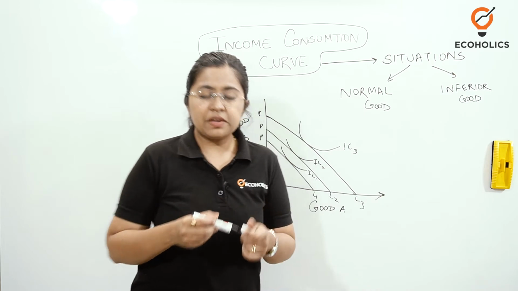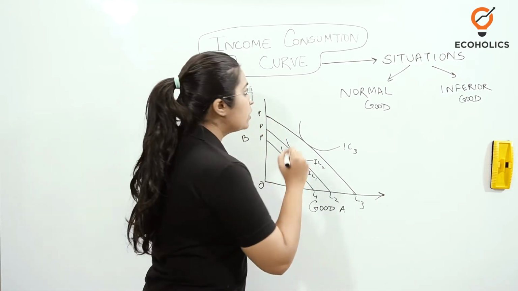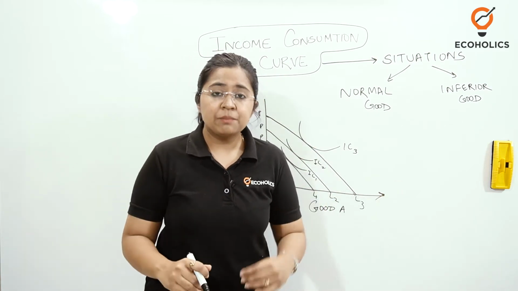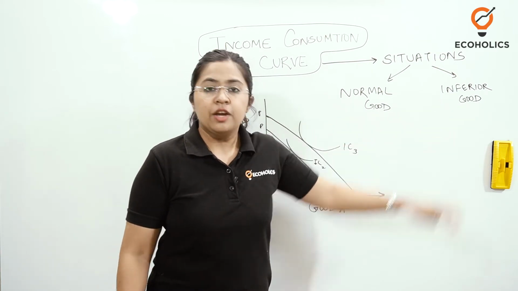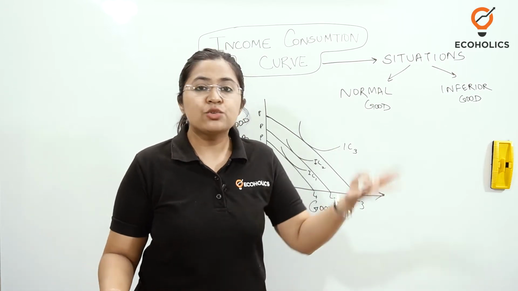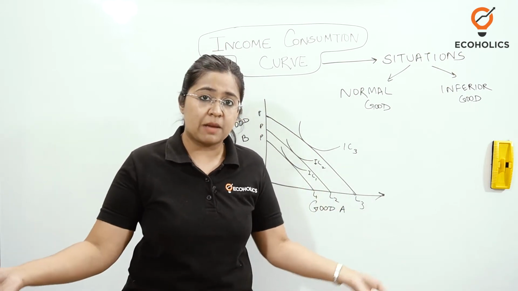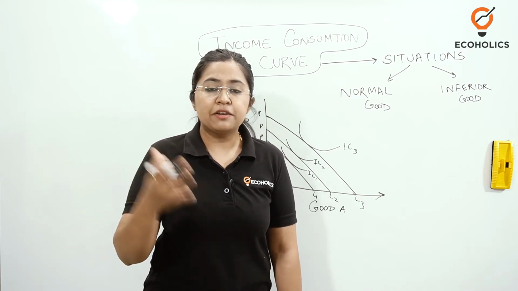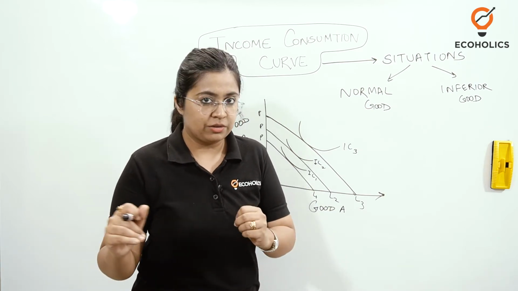Now, in the last lecture we had understood how the income consumption curve is formed. Now we are going to look at the scenarios of how the income consumption curve is bent in a normal good as well as in an inferior good scenario. Now this type of question is moreover asked in various postgraduate entrance examinations like UGC NET, GATE economics and various other examinations. So we all must know why a certain income consumption curve is moving in a certain direction, right?